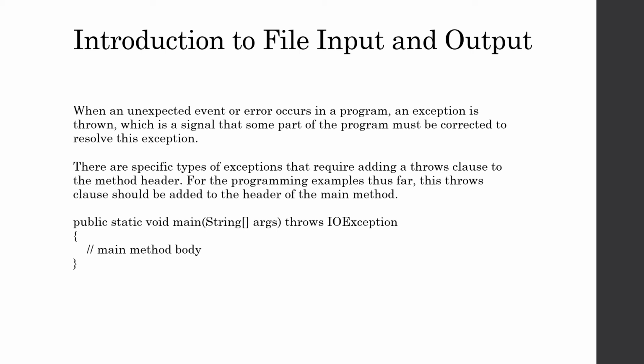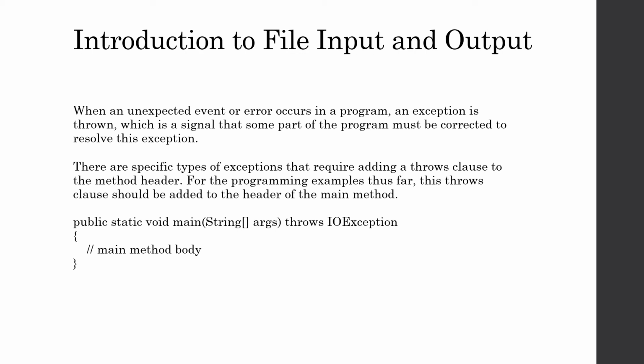So whenever an unexpected event or error occurs in a program, an exception is going to be thrown. So if you've been experimenting with a lot of the programs that we've done up to this point, there's a good chance that at some point you've probably made some kind of mistake or had some kind of error in your program that has caused some kind of exception to be thrown. So this is kind of just describing precisely what's happening there.